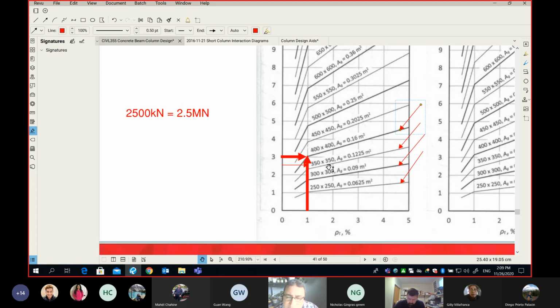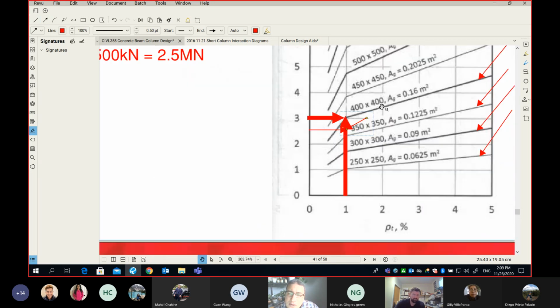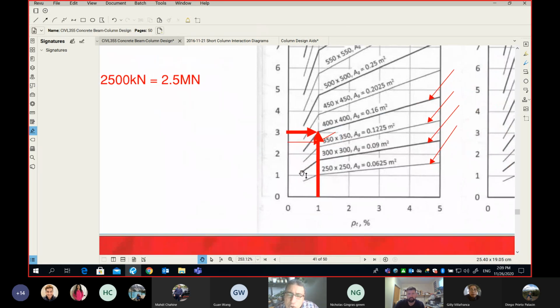You can see I made a little mistake and used 3 mega Newton instead of 2.5, but I don't think it will change our results, and I'll tell you how. If I zoom in, it looks like it intersects somewhere between 350 by 350 and 400 by 400. I'm asking you, do we build our column 375 by 375? No. Why don't we just build 400 by 400?